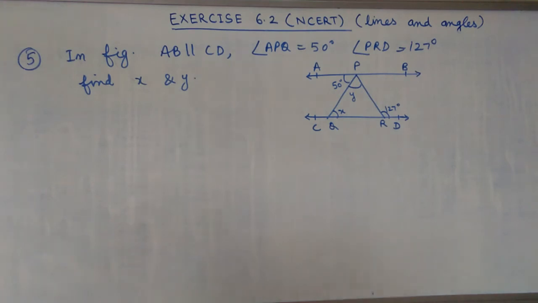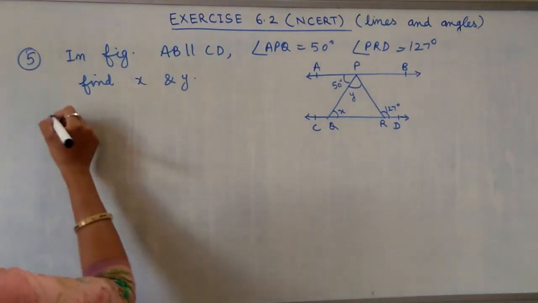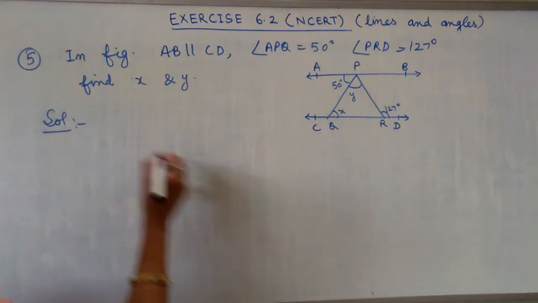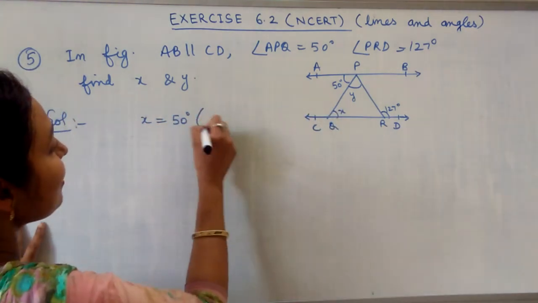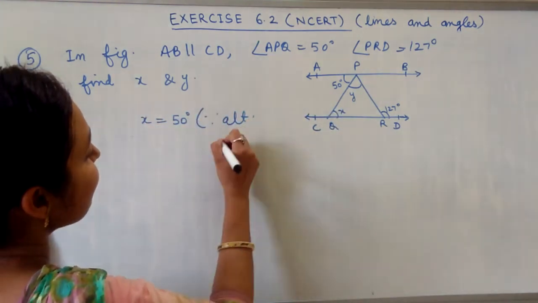So how can you find the value of x and y? Very easy and simple to simplify. First, x is equal to 50 degrees because of alternate interior angles.